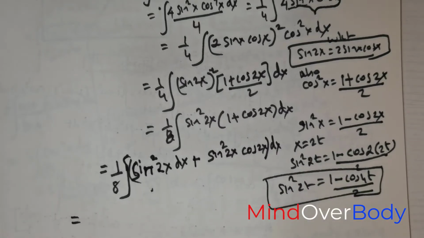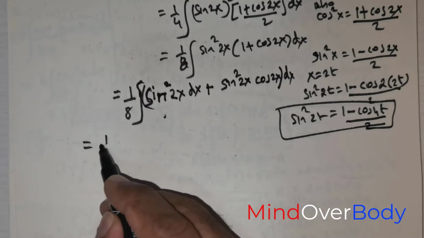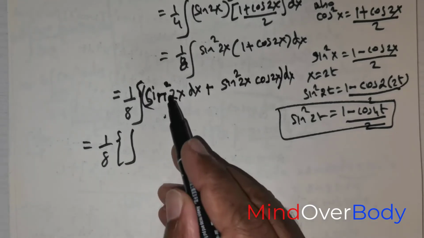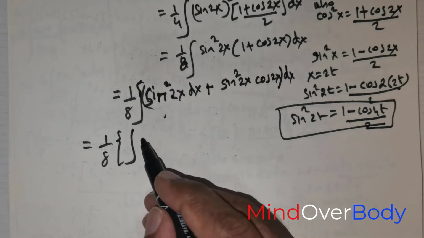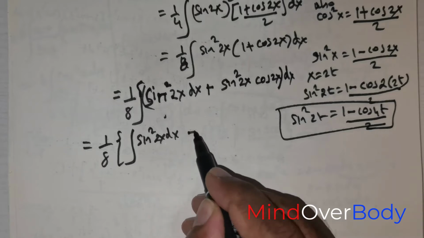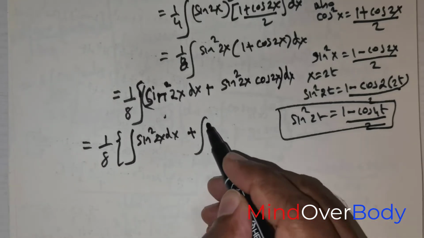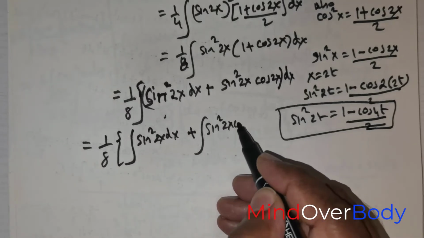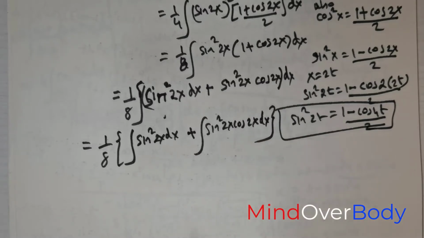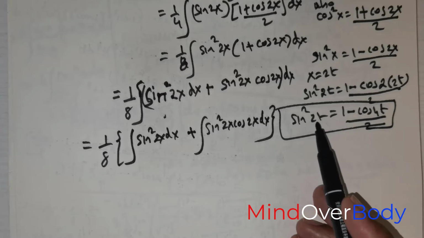So if I were to split this, this is going to give me 1 over 8, and let me place it in this fashion. Integral sine squared 2x dx, positive integral sine squared 2x cos 2x dx. That's fine. Now I will replace this formula over here.